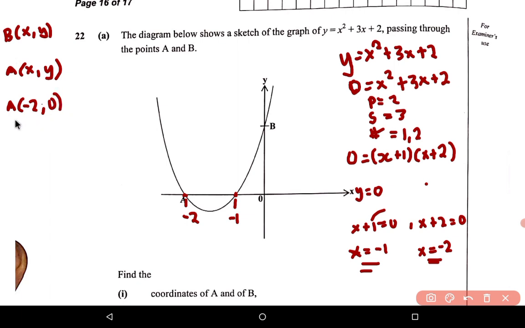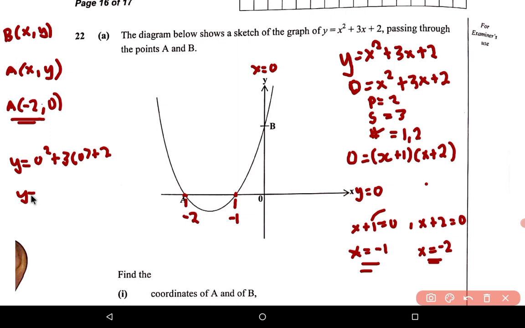So this is the coordinate for A. Now find the coordinate for B. The y-axis is also called x equals 0. So when we substitute 0 for x in the main equation, we get the y-coordinate, which is this B here. So y is equal to 0 squared plus 3 times 0, plus 2.